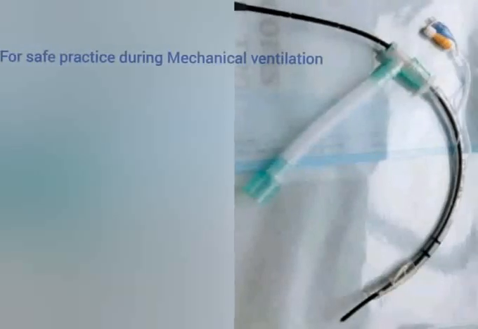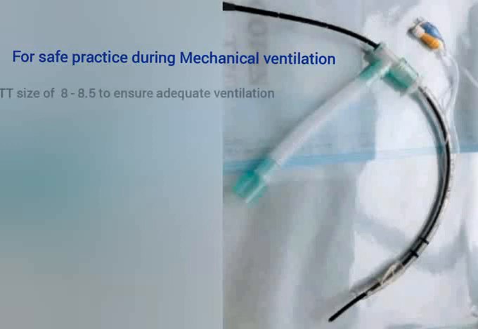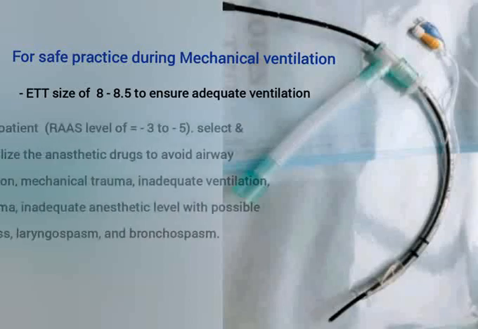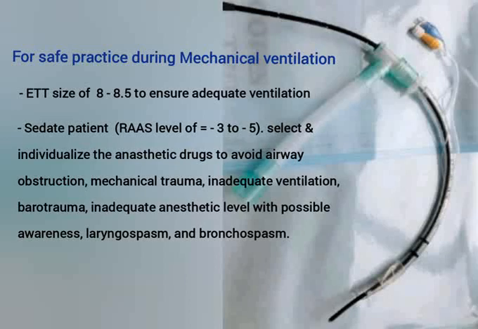For safe practice during mechanical ventilation, an endotracheal tube size of 8 to 8.5 is required to ensure adequate ventilation. Also, sedate the patient to a level of Richmond Agitation Sedation Scale, the acronym is RASS, of -3 to -5. Select and individualize the anesthetic drug to avoid airway obstruction, mechanical trauma, inadequate ventilation or barotrauma, or inadequate anesthetic level with possible awareness, and laryngospasm or bronchospasm during the procedure.